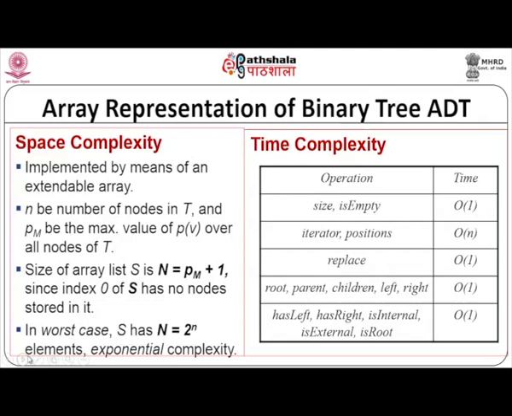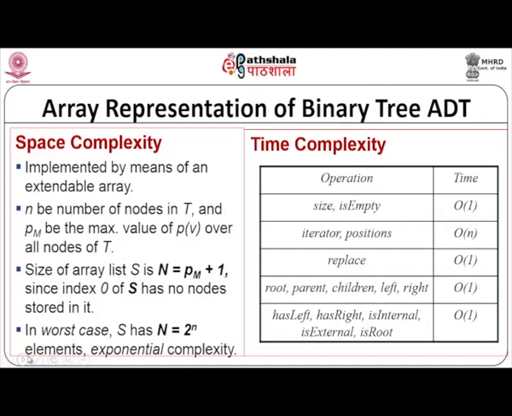N is the number of nodes in T, and P of v is the maximum value of P of v over all nodes of T. The size of the array will be P of M plus 1, and since 0 to S has no nodes stored in it, in the worst case it will be 2 to the power n.